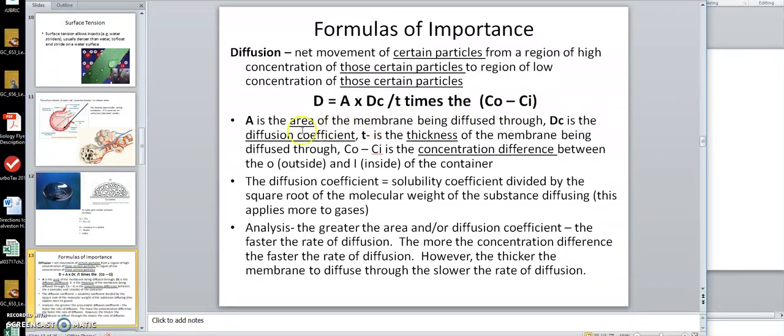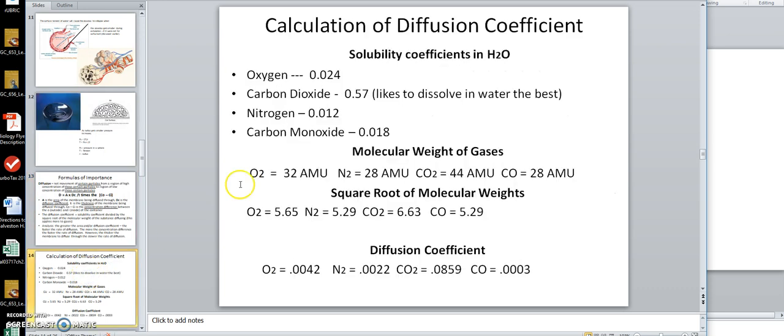So let's go back and look at this in simple terms. The larger the area, the better the diffusion. The better the diffusion coefficient, the better the diffusion. The higher the concentration difference, the better the diffusion. The only thing that impedes the diffusion is how thick it is that you're diffusing through. Now, the diffusion coefficient is the solubility coefficient, which we just did, divided by the square root of the molecular weight of the gas. I'm not going to get heavy into that, but I did go into it to show you.